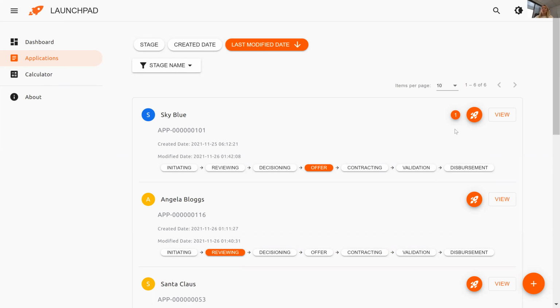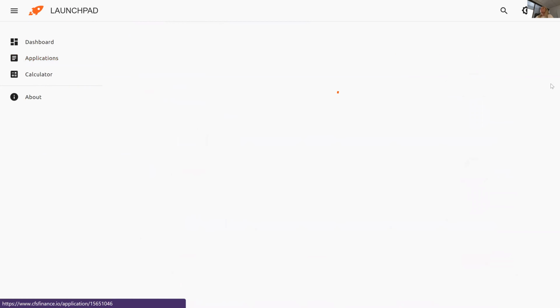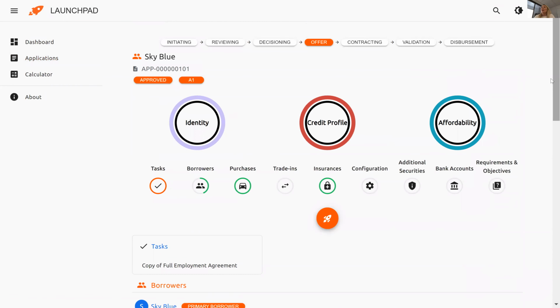What's the other thing we want to take them through, Dee? We want to take them through, wasn't there another status? Was there an offer? Oh yes, and show them the payments. We want to see the payments. I think we've done that on Sky Blue.